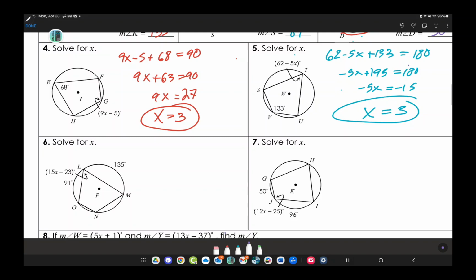So number 6, OLM. Half of that, which adds up to 226. Half of 226 is 113. Right? Now that means that angle L has to add up to what? 67. So 15x minus 23 must equal 67. 15x equals, if you add 23 over, you get 90. So x equals 6.